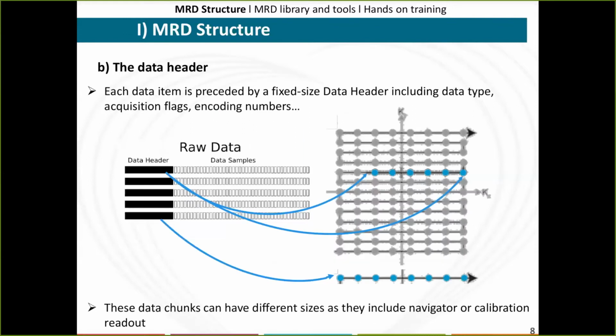And also, as we have a lot of this data sample, each of these data items will be preceded by a fixed size data header, which includes some information such as the data type, some acquisition flags, and some encoding numbers. Those numbers will be used basically to place the data sample in the k-space or outside of it if the data is not part of the image sampled, because the data chunk can also include navigator or calibration readout data.